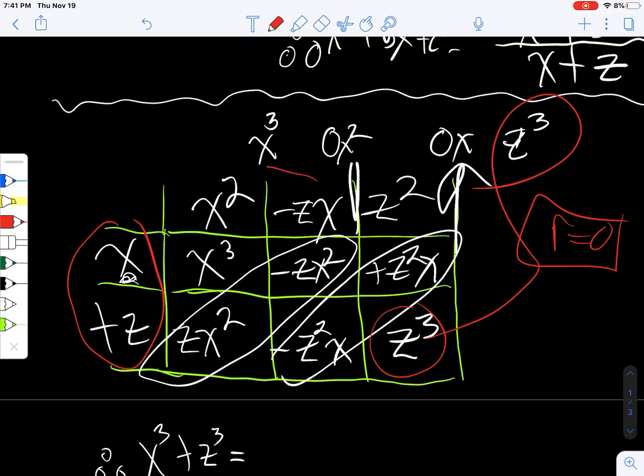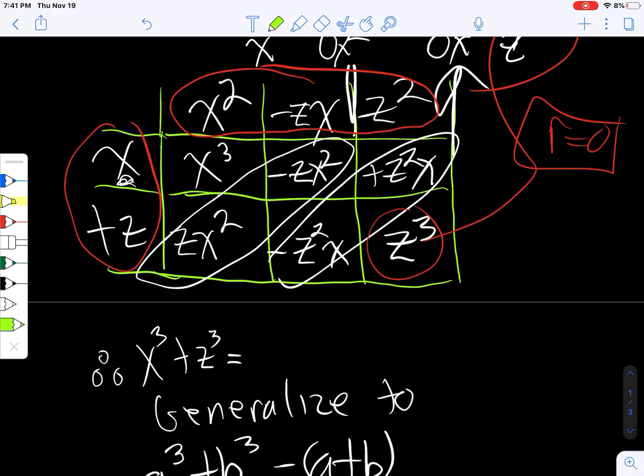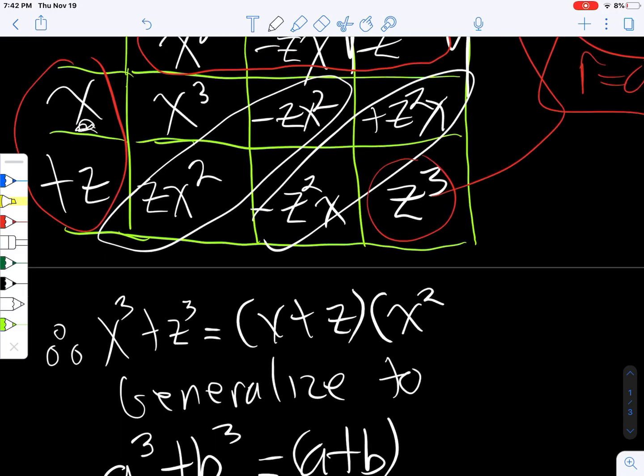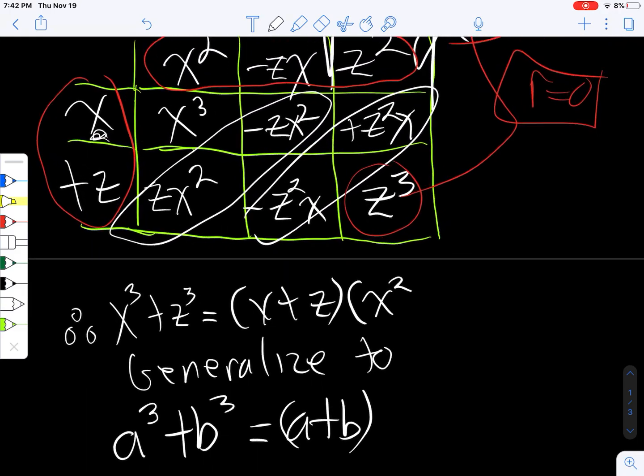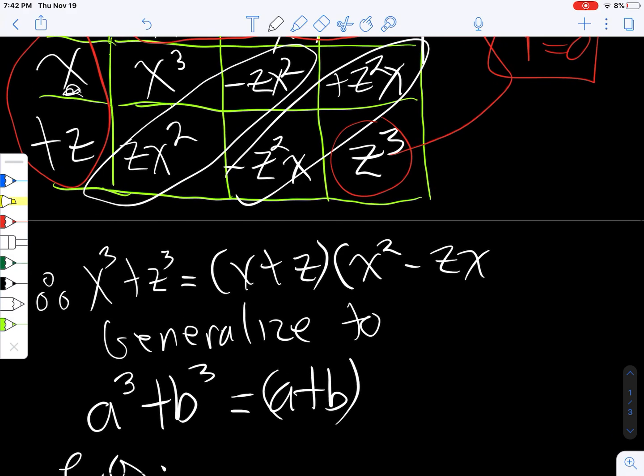So that means our answer is this right here: x squared minus zx plus z squared. Okay, so let's write that out. x cubed plus z cubed equals x plus z as a factor multiplied by x squared minus zx plus z squared.